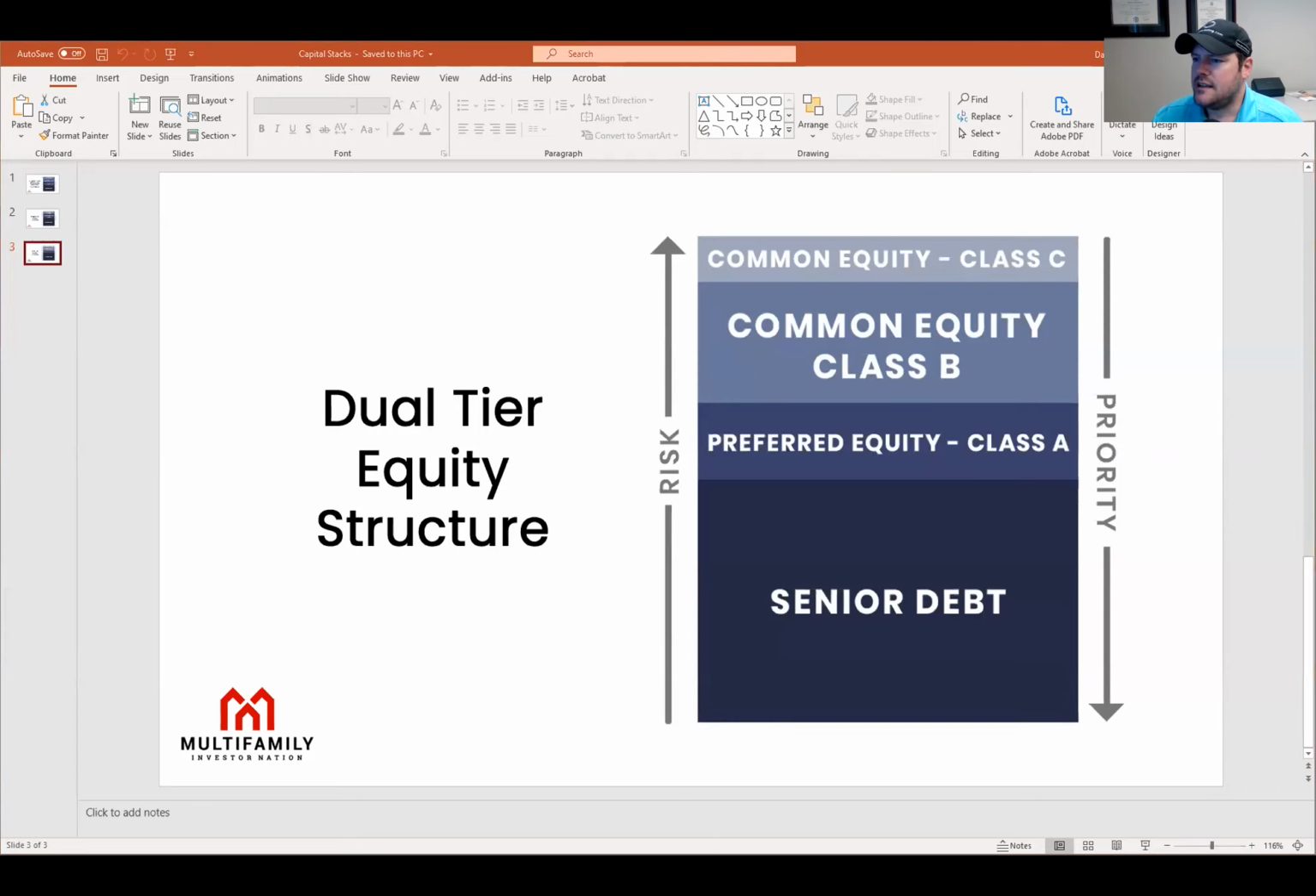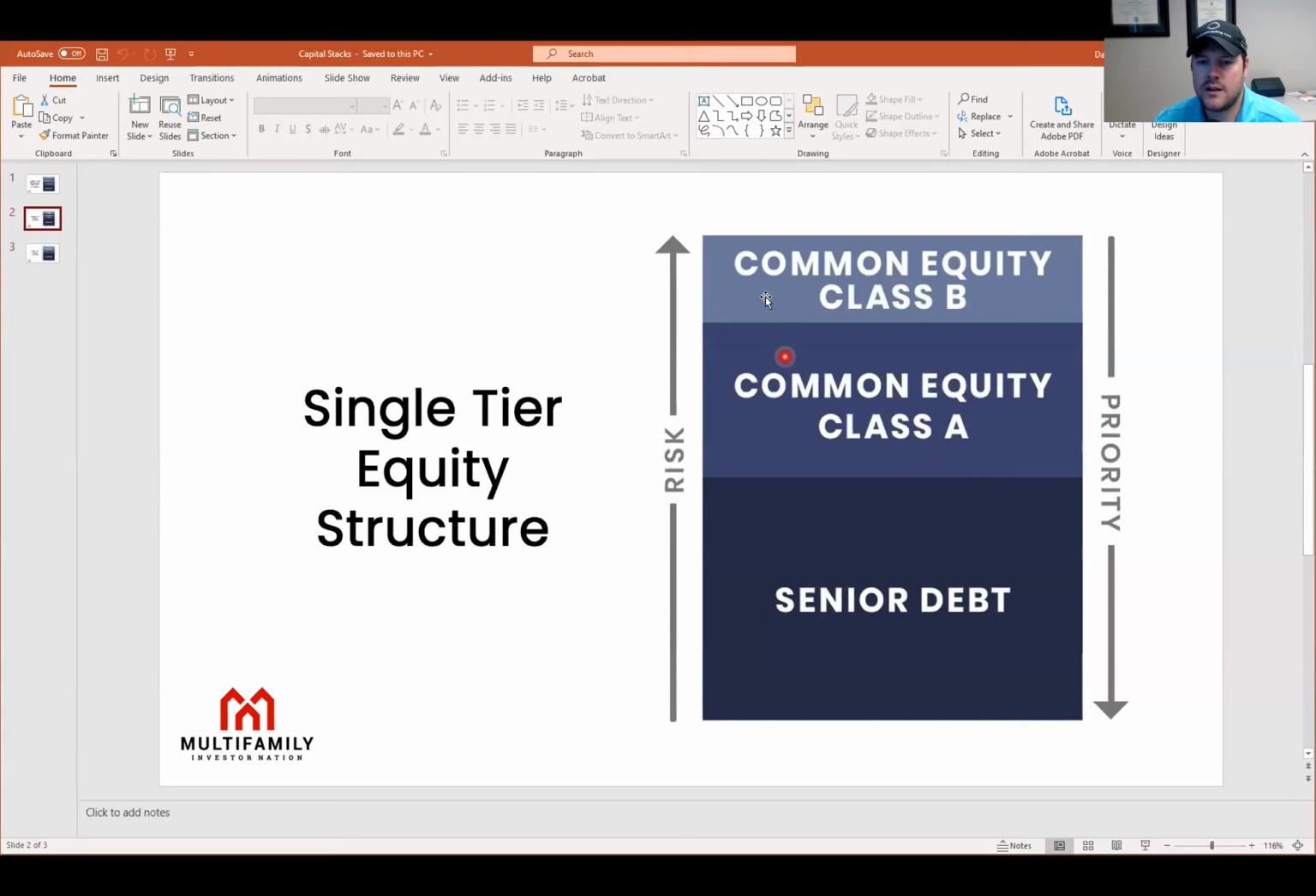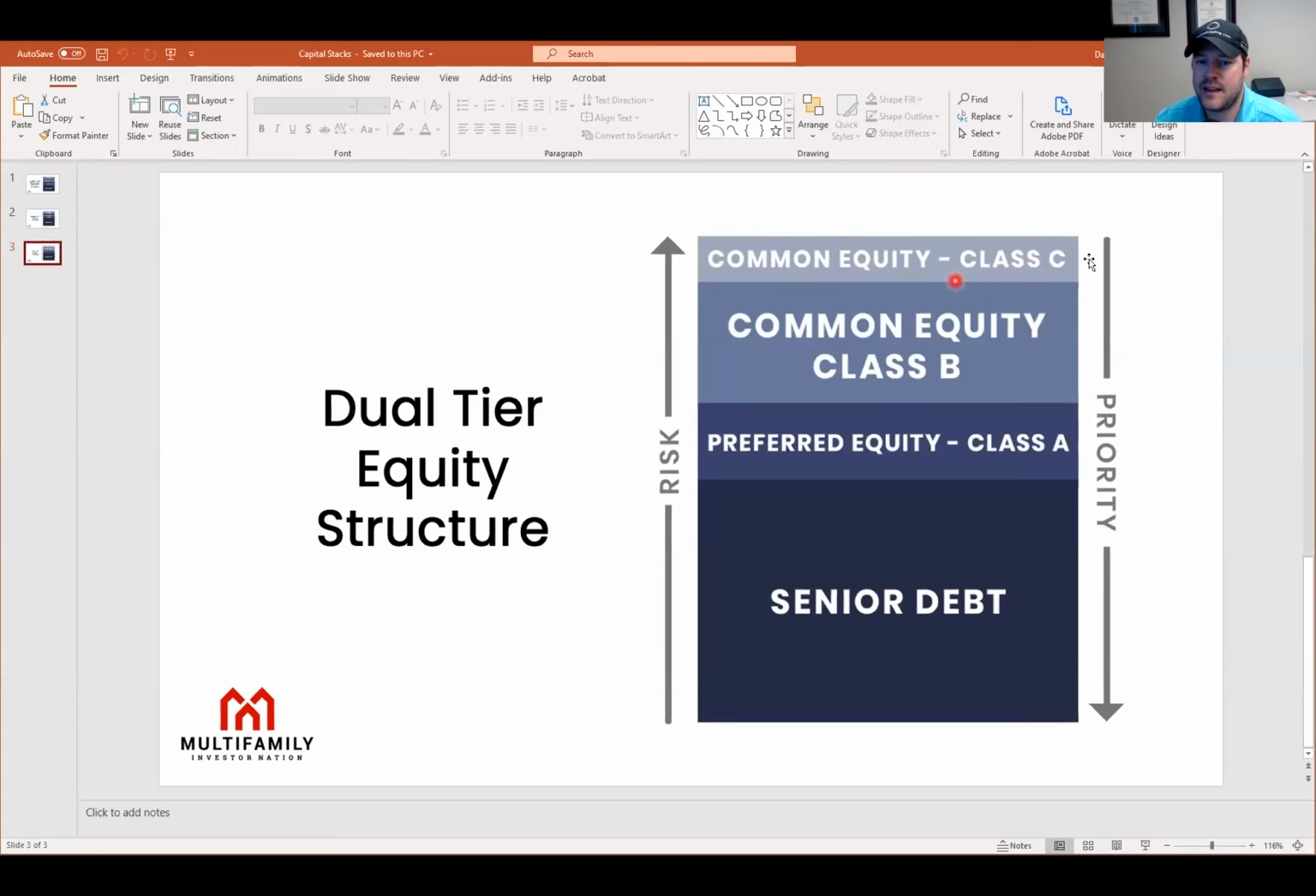All right. Is Class B considered the GPs? So Class B, I'm assuming there was a question that came in during this one. Class B is going to be, yes, the operator or the GPs. So good point there. In this dual tier position, it's going to be this Class C, the common equity position.